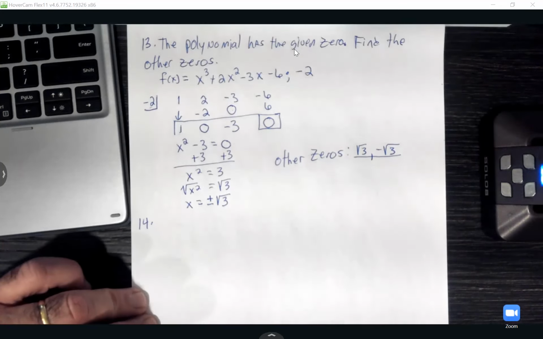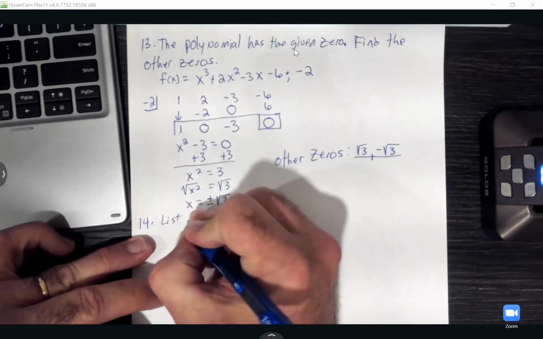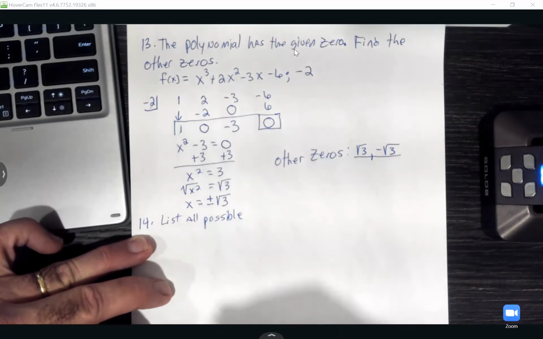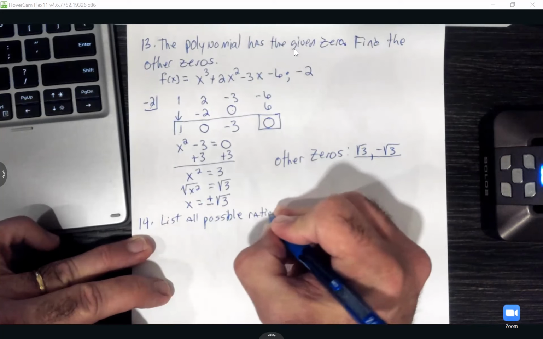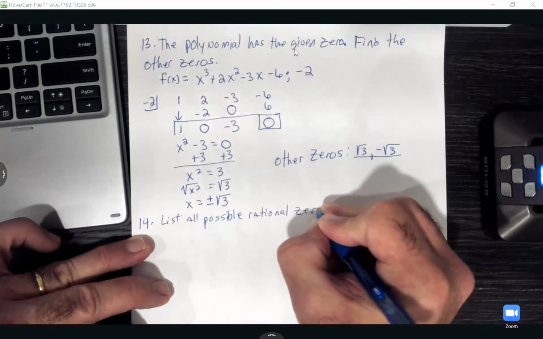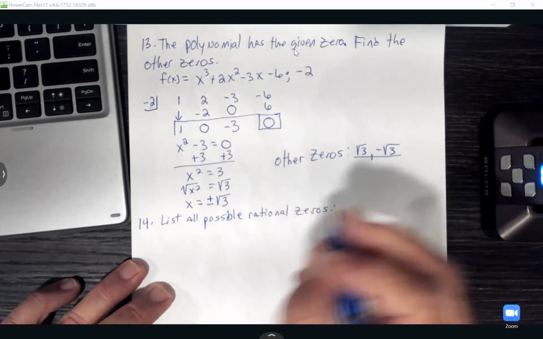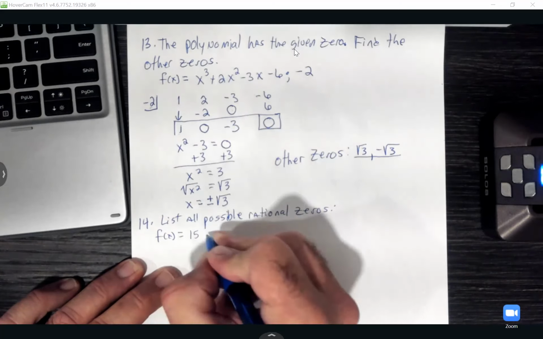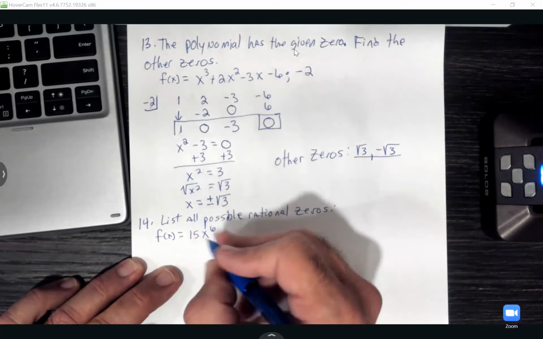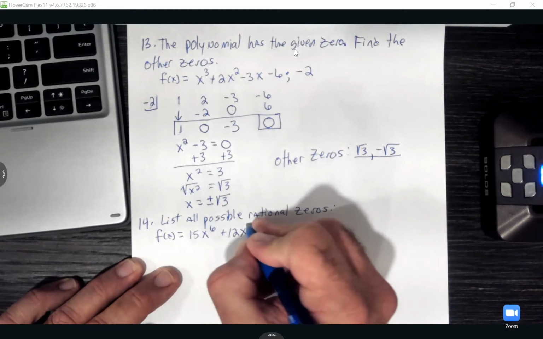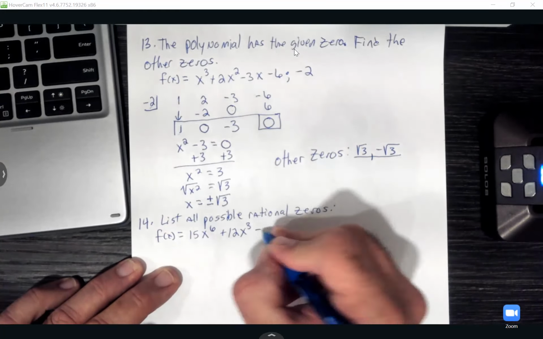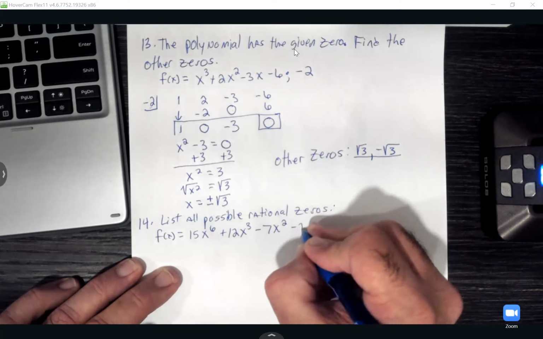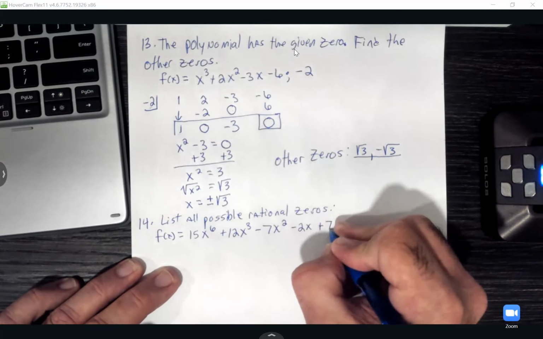Oh, and y'all, here's another fun one. Number 14. List all possible rational zeros. So they're giving you f of x equals 15x to the 6th plus 12x to the 3rd minus 7x squared minus 2x plus 7.